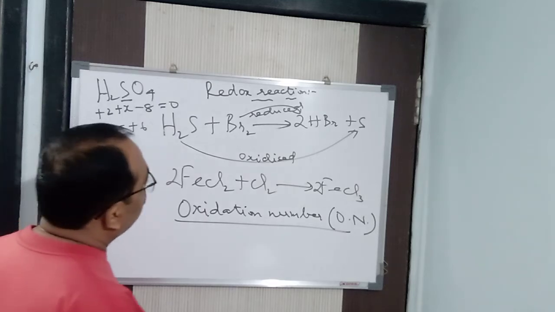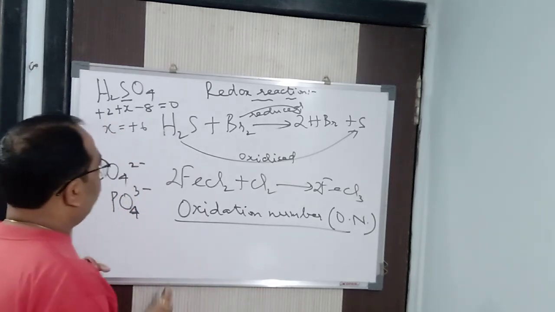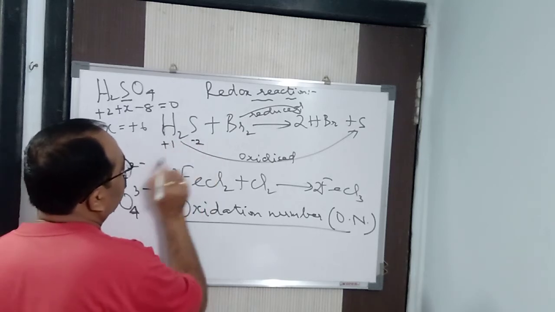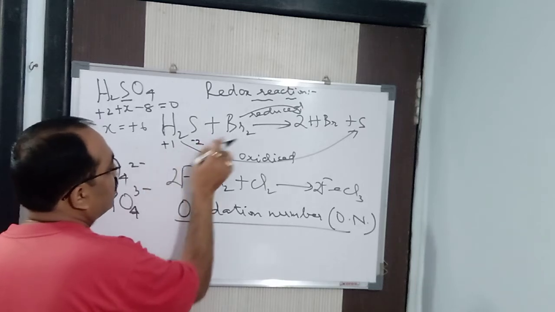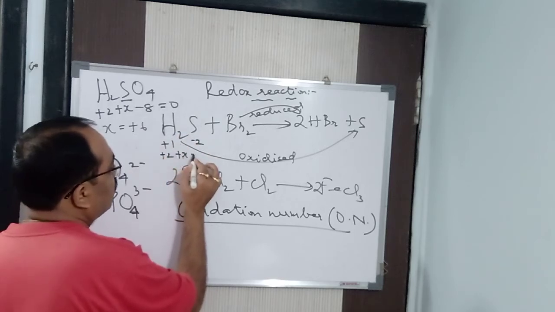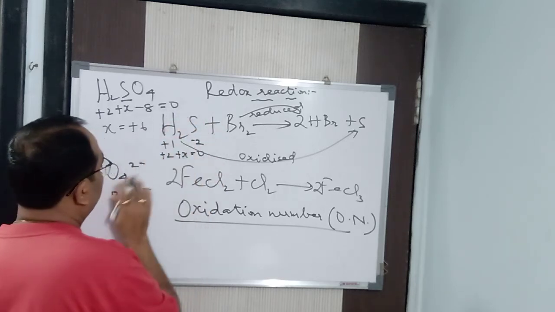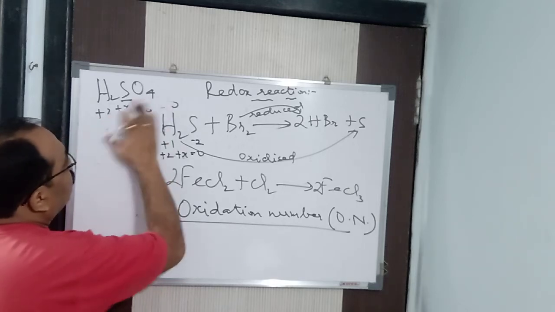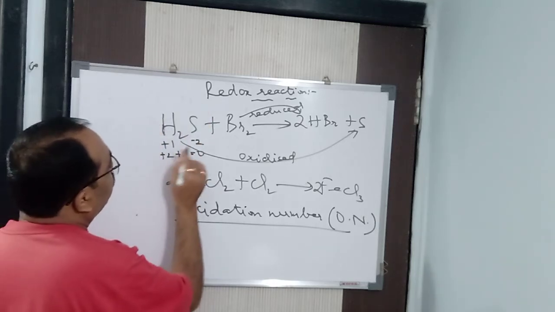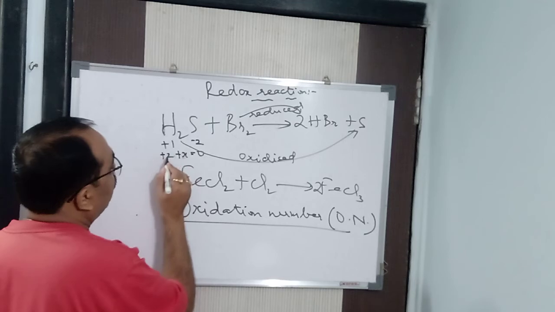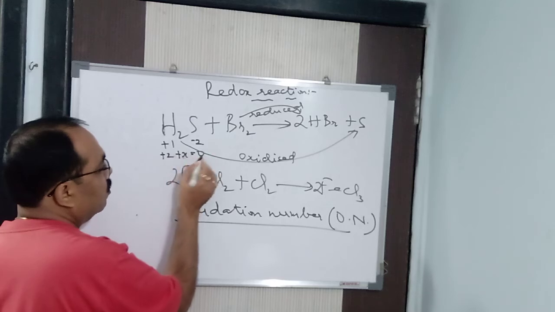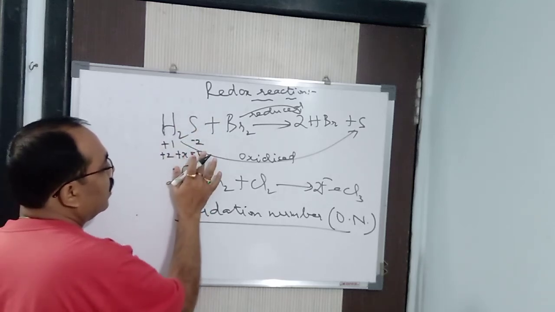Now let me find it out here. Hydrogen has an oxidation number of +1. Sulfur is -2. How is it -2? Here, +2 plus x is equal to 0, because H2S is a neutral compound. Why +2? Because there are 2 hydrogens, each +1. So +2 plus x equal to 0, so x equal to -2. Hence the oxidation number of sulfur is -2. We got it from here.